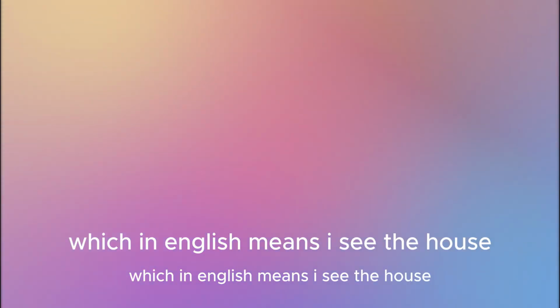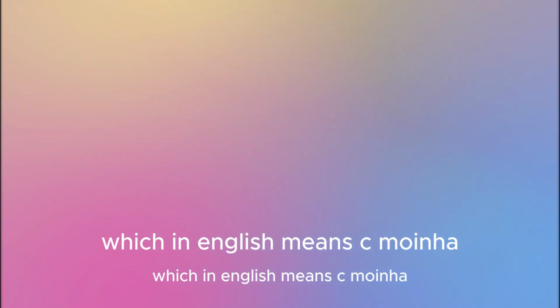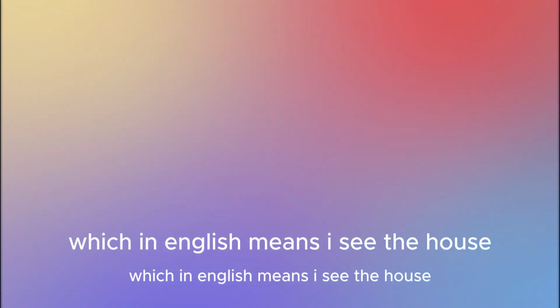Repeat after me. Tôi thấy ngôi nhà, which in English means I see the house. Tôi, which in English means I. Thấy, which in English means see. Ngôi nhà, which in English means the house. Again. Tôi thấy ngôi nhà, which in English means I see the house.